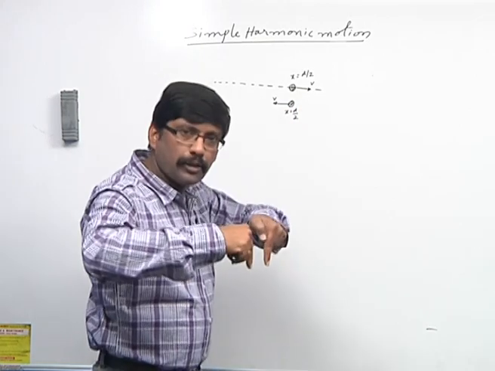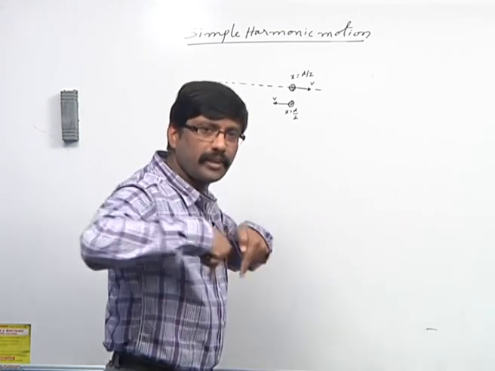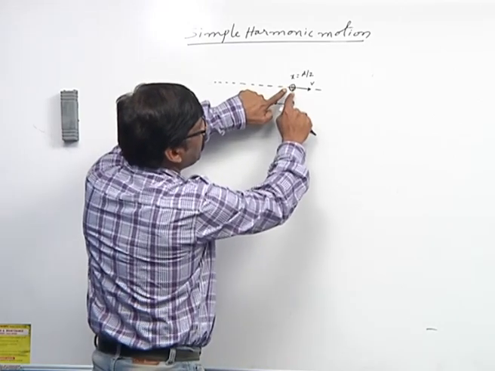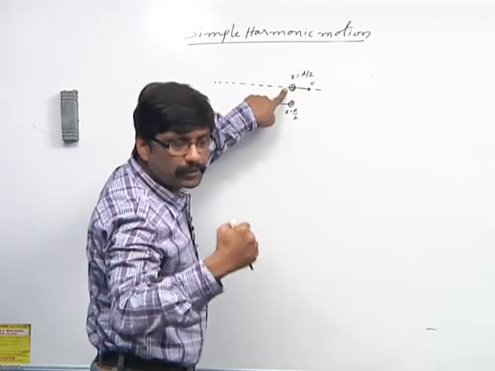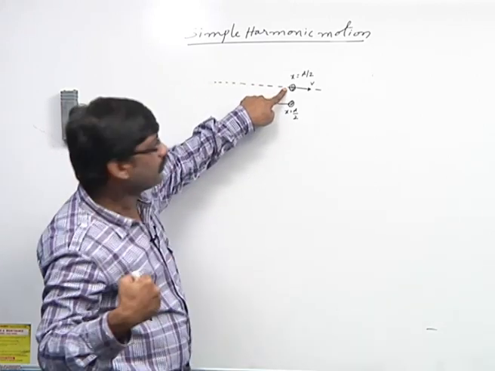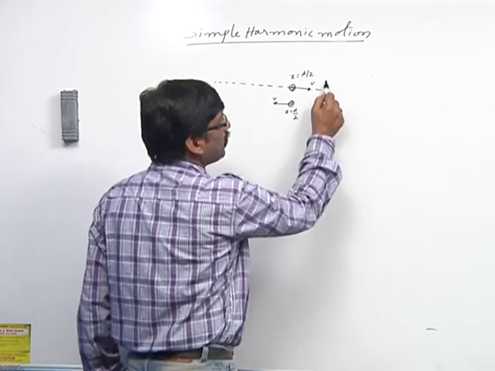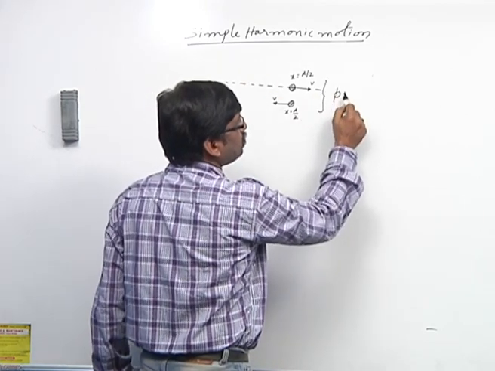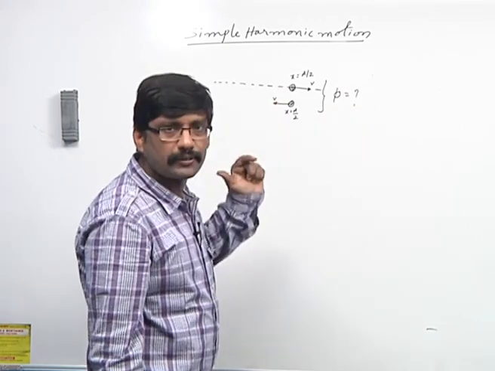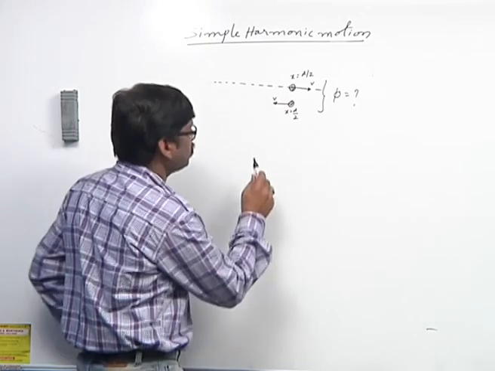Imagine two particles are in SHM along the same line, let us say along the x axis, and they are meeting at x is equal to a by 2, no doubt, but one is moving towards the right, the other one is moving towards the left, like this. What is the phase difference between these two particles? That is what they ask. For this type of problem we can use a simple technique.